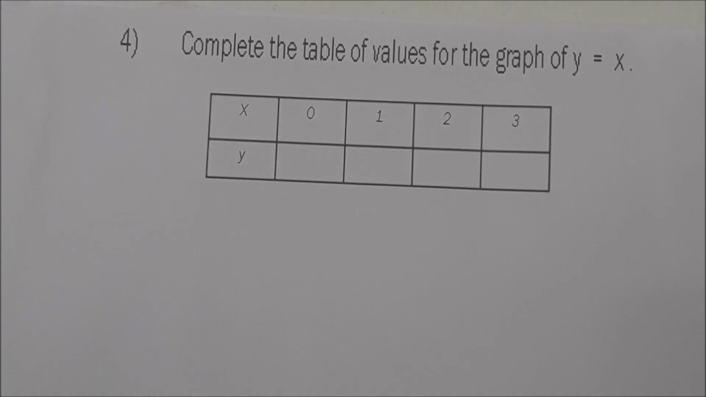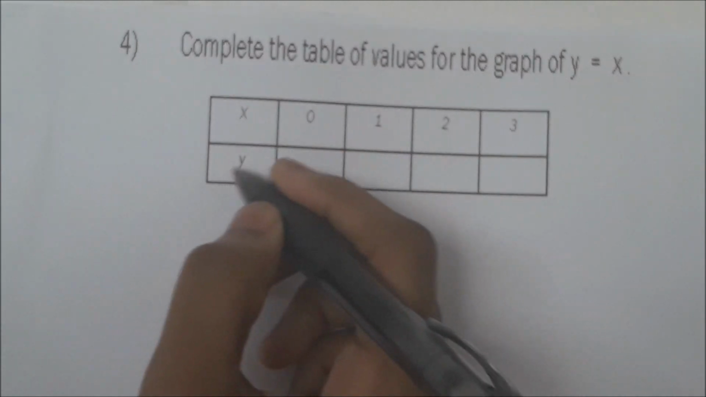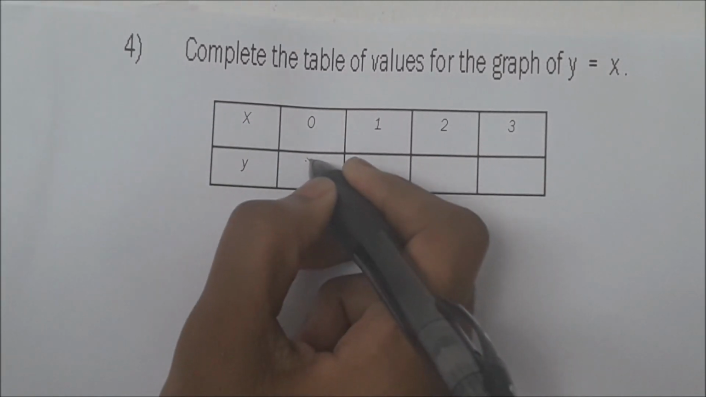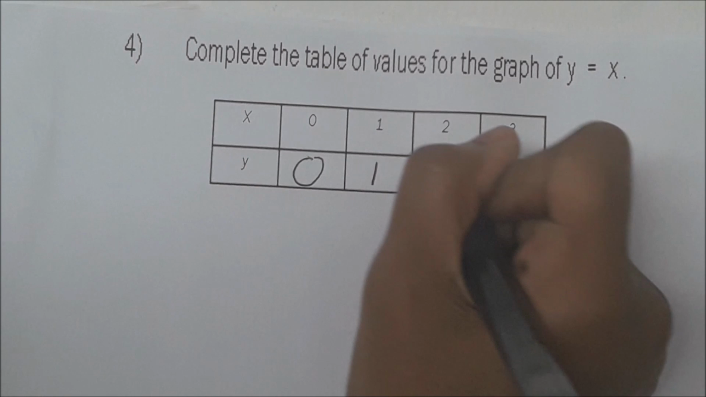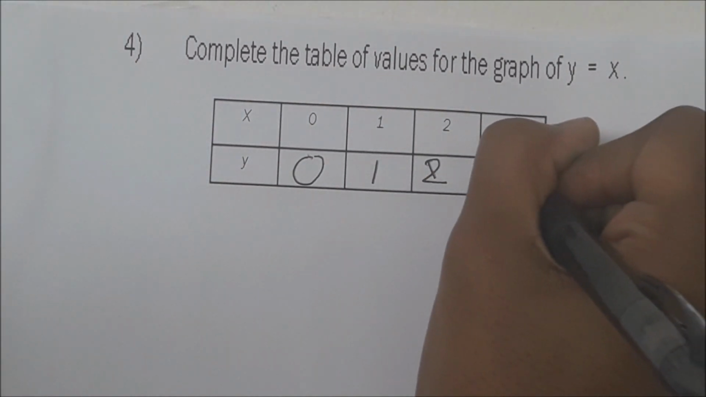Okay, you should have enough time to complete, Priyana. So what would you put for y under the 0? Go ahead. If y is equal to x, it will be the same thing that x has. So x of 0 is equal to y of 0. Okay. x of 1 is equal to y of 1. x of 2 is equal to y of 2. And x of 3 is equal to y of 3.